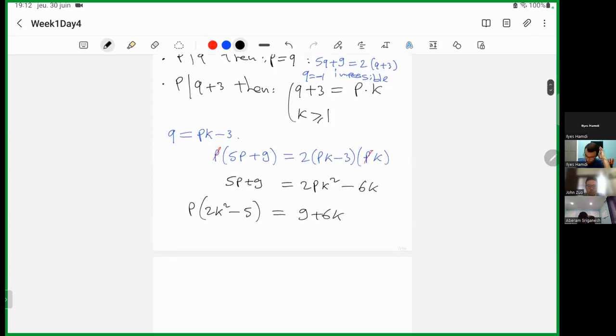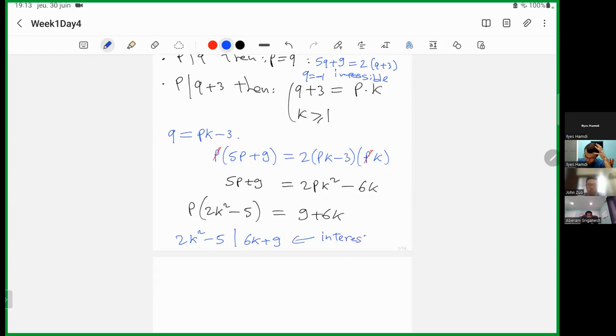Okay, so what can you guys say about this? So actually, I factored thinking, okay, I'm going to use the fact that p is a prime number, but actually I want to do something else. What's the divisibility I can use that is probably going to be very interesting? So p divides 9 plus 6k. I can write it down, but I'm not sure it's going to be useful. But on the contrary, 2k squared minus 5 dividing 6k plus 9. I think this is going to be very useful.